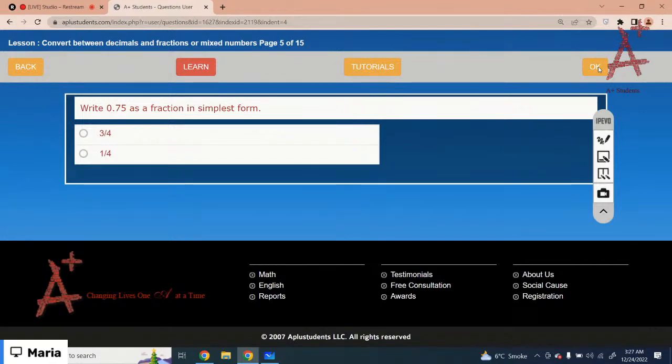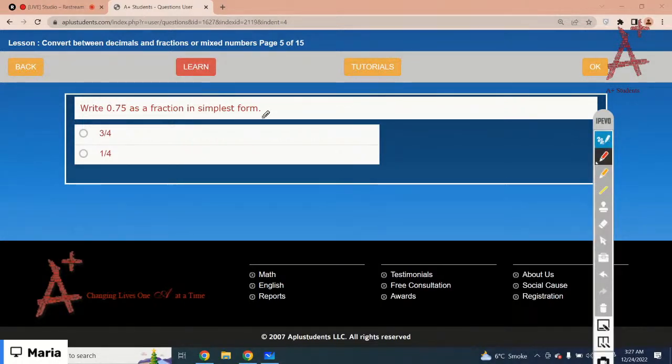Okay, write 0.75 as a fractional form. Just remove the decimal point first. For the decimal point, you have to add 1, and right after the decimal you have 2 digits. It would be 75 over 100. Got it?